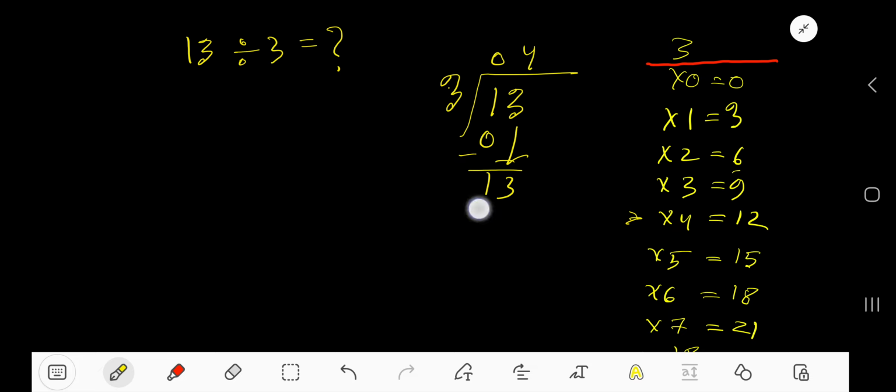Write 4. 4 times 3 is 12. Subtract, you are getting 1. So 0, 4 means 4, remainder 1. So our answer is 4, remainder 1.